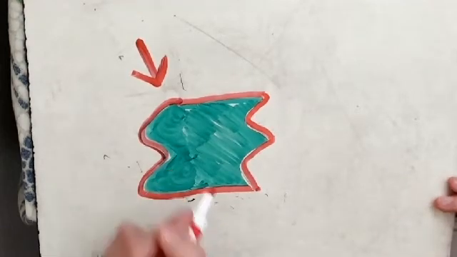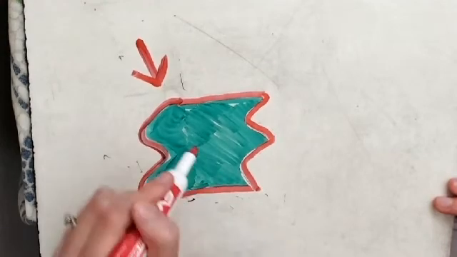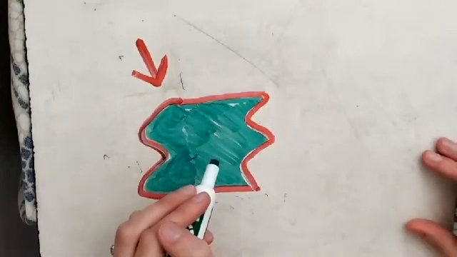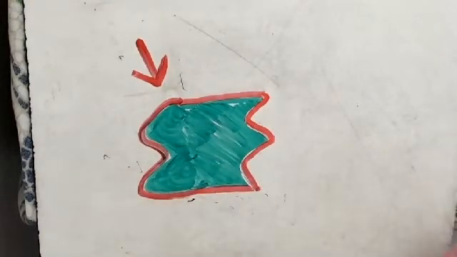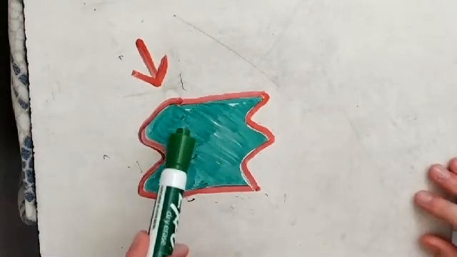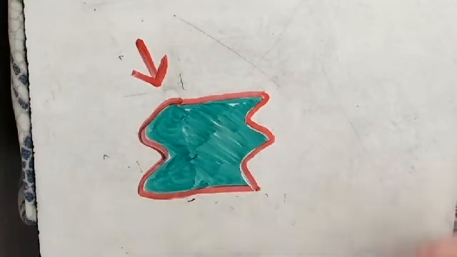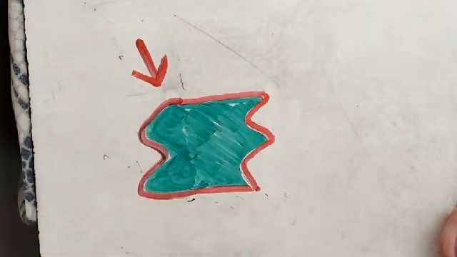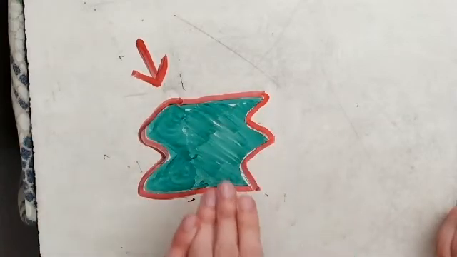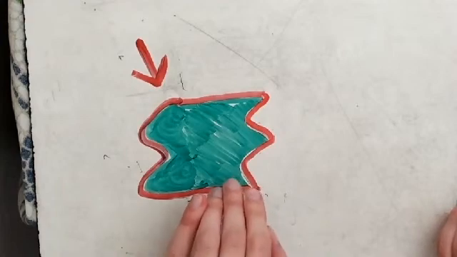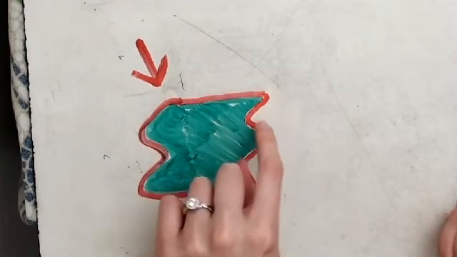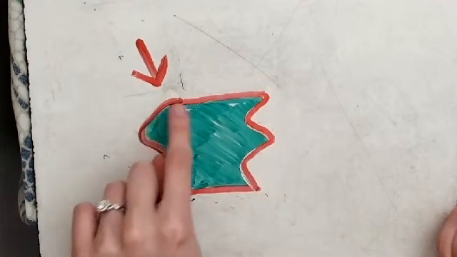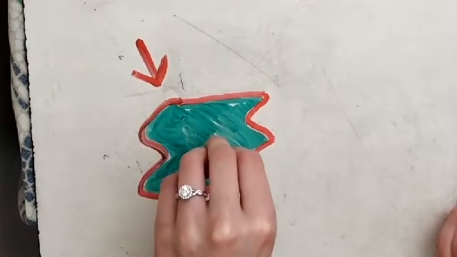But did the area change? Did the amount of space inside the green stuff change? Pause the video and discuss. So the answer is no. The area stays exactly the same. We just took the stuff from over here and plopped it over here. That did not change how much space the shape takes up. So while the perimeter changed, the area on the inside stayed the same.